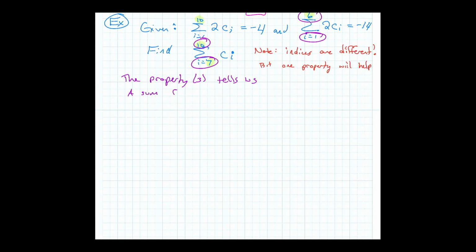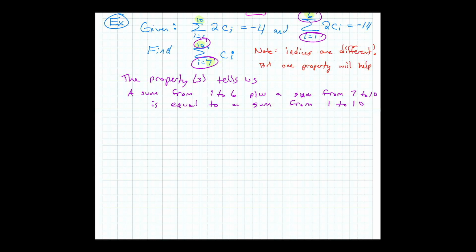A sum from 1 to 6 plus a sum, that's wrong, sum from 7 to 10 is equal to a sum from 1 to 10. And that should not be too complicated, right? If you add up 1 to 6 and then you add up 7 to 10, then you're really adding up everything from 1 to 10 because you started at 1 and did all the numbers up to 10. So you can write it as a single sum.